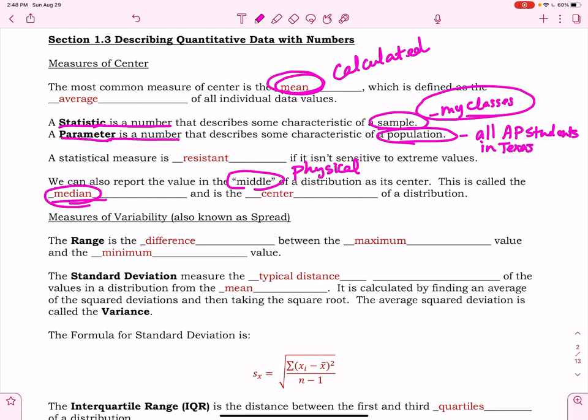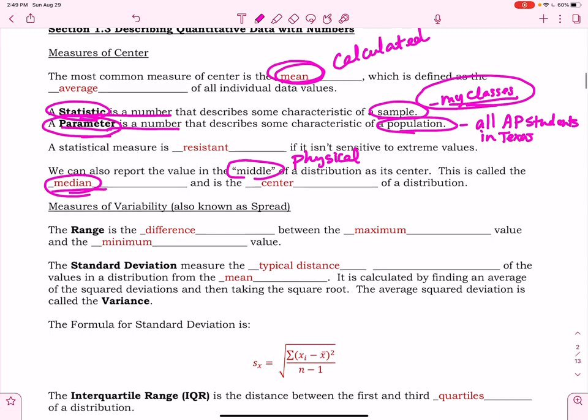So if I were to take your Unit 1 test, for example, and average up the grades, I'm going to come up with a class average for my classes. That average is going to be my sample statistic. An estimate of the Unit 1 average for all AP students in Texas would be a parameter because those numbers are impossible for me to get. That's why I said an estimate of the population parameter.